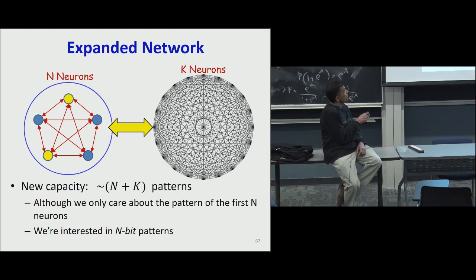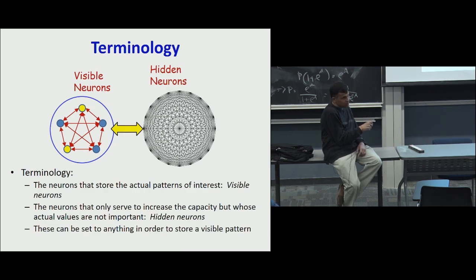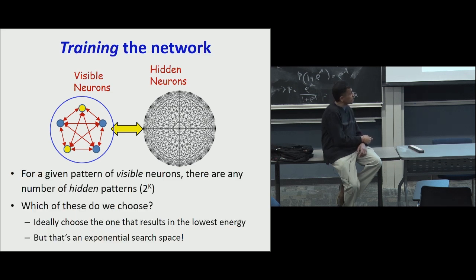But we are only interested in the pattern of these neurons. These are the don't care neurons, right? So we will call these the visible neurons. These are the ones whose patterns we're interested in. These are the hidden, or the invisible, or the don't care neurons, right? They only serve to increase the capacity, but the actual value of the neuron itself is irrelevant, which means this can be set to anything in order to complete a visible pattern.